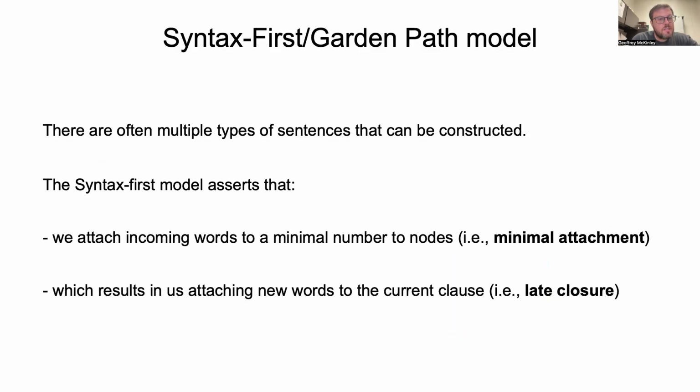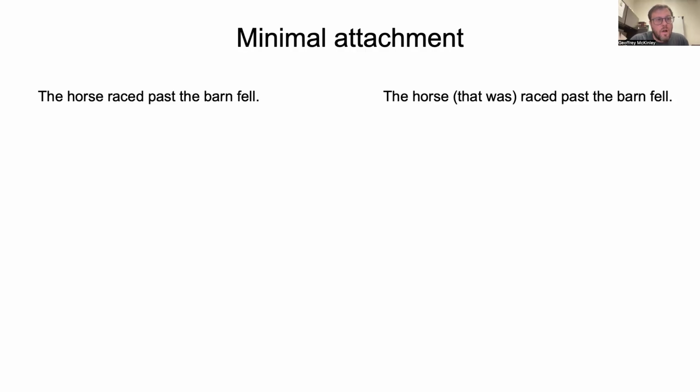And so the syntax first model asserts that we attach incoming words to a minimal number of nodes, which we'll talk about in a minute. I'm going to go through this with a sentence. We attach incoming words to a minimal number of nodes, and this results in attaching new words to the current clause. Now, late closure is just a byproduct of minimal attachment, so I'm really just going to talk about minimal attachment.